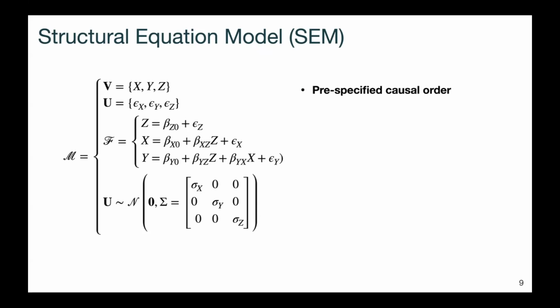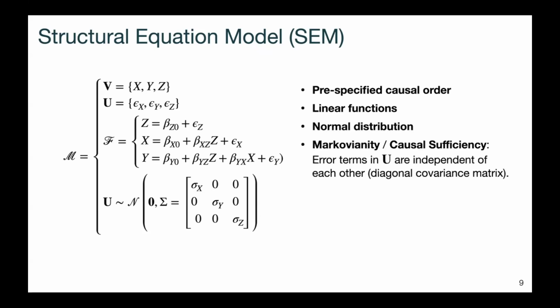you have a causal model, right? So there's nothing to do. You just estimate the parameters, which are going to be your causal effects, that's it. But you have to specify a lot of things: pre-specified causal order, linear functions, normal distribution, Markovianity. The fact that the error terms are independent of each other, if you make this assumption, implicitly says that you are assuming causal sufficiency. You are saying that the correlations between these variables can only be explained by the observed variables, not through other variables. So you are assuming Markovianity here.